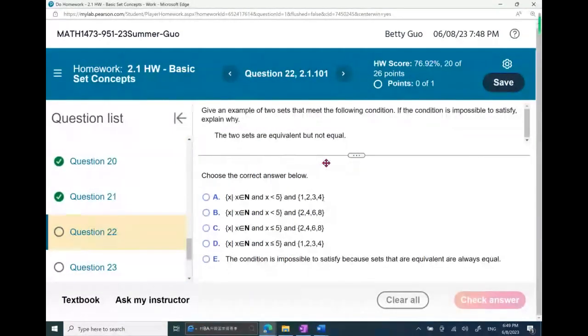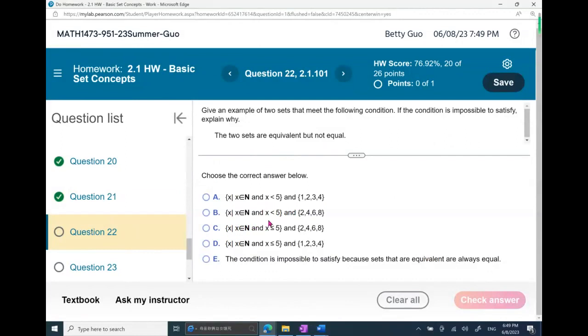The two sets are equivalent but not equal. Give an example of two sets that meet the following condition. If the condition is impossible to satisfy, explain why. Let's find the two sets that are equivalent but not equal. Earlier we had a problem, right? Oh, this is a multiple choice question. Okay, so A, let's see. All the natural numbers less than 5, so 1, 2, 3, 4. They are equal, right? You agree, guys? The two sets in A are equal.